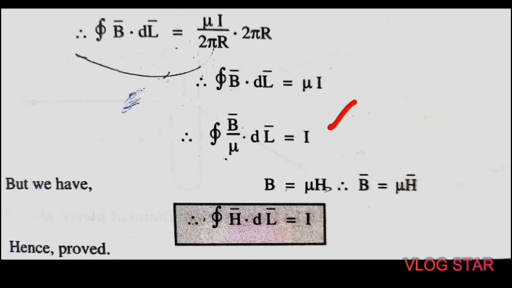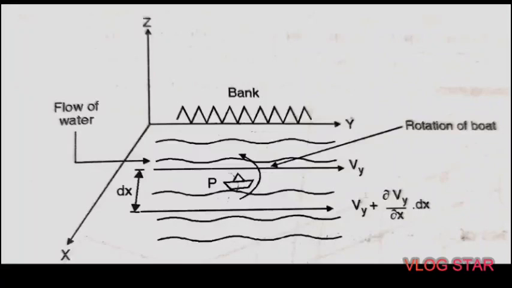So we know that according to Ampere circuital law, the current enclosed by the closed path is equal to the line integral of H dot dl bar. Hence it is proved. Usually this equation is used to calculate H bar when the current I is known. So in this way we have studied the Ampere circuital law statement and its proof. The next point is to study applications of Ampere circuital law.